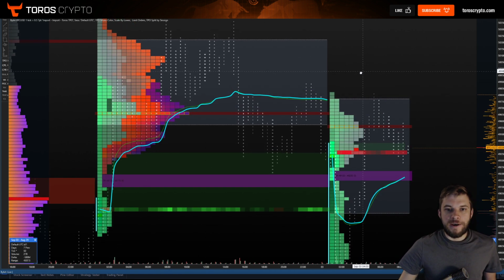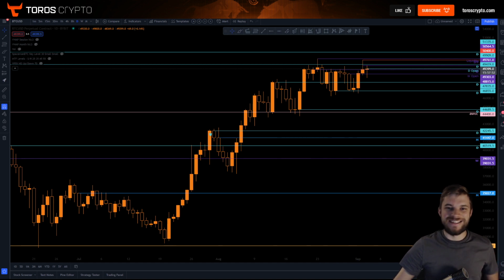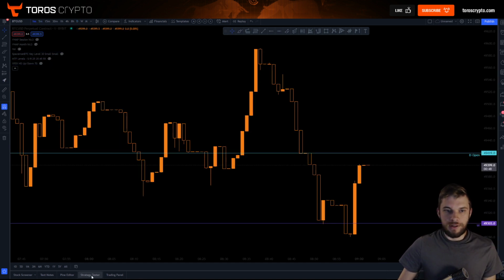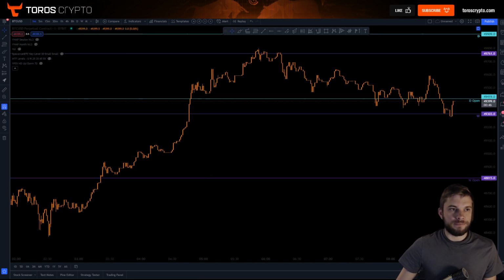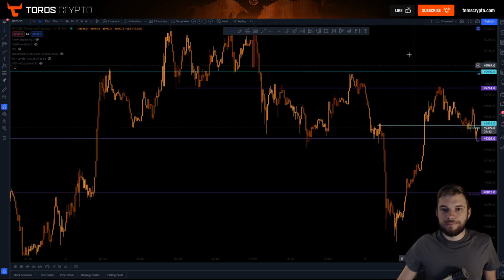Okay, so I think that's just about everything that I want to cover on the TPO, on the market profile. So we'll go back over to normal TradingView kind of stuff now and start to take a look at this. So we can see this on the lower time frames here. So let's just zoom out. Let's take a look at the 5-minute chart. And again, here we go.